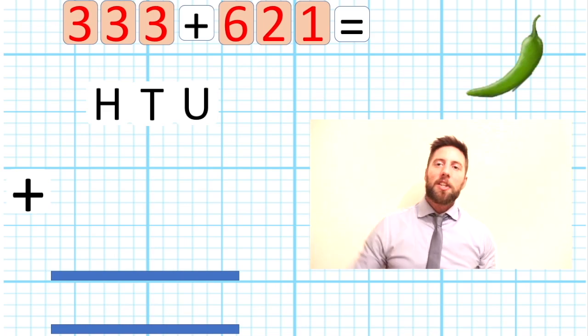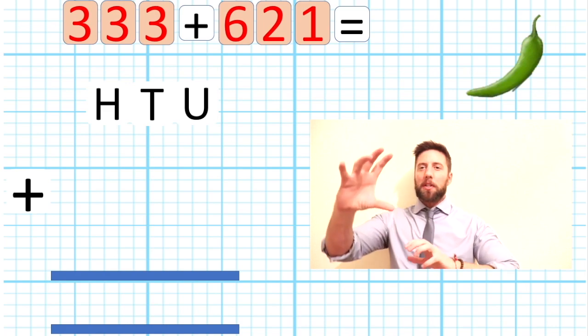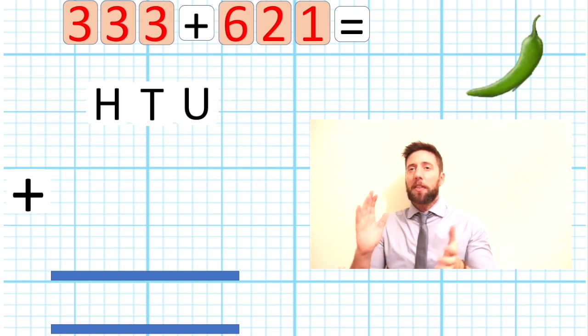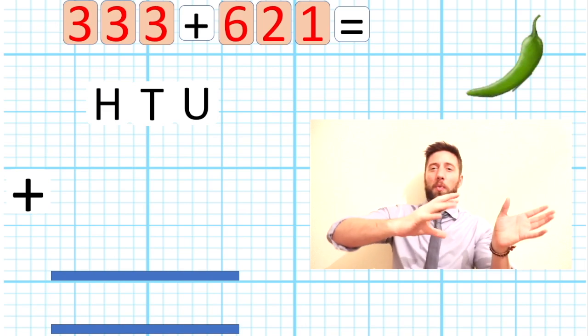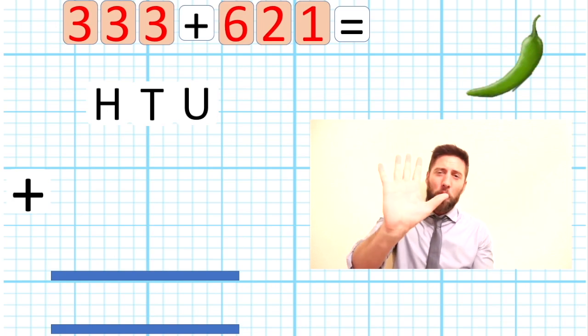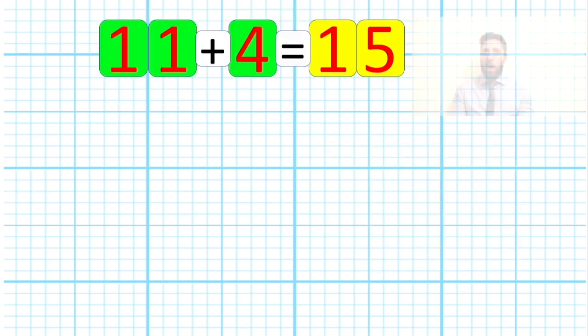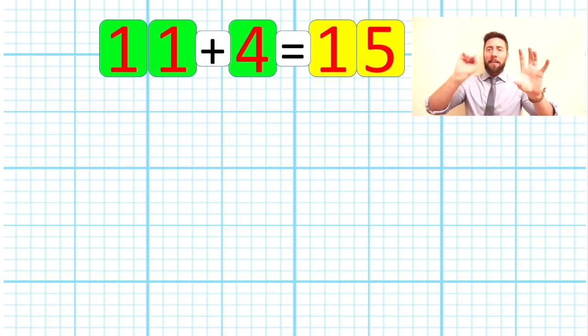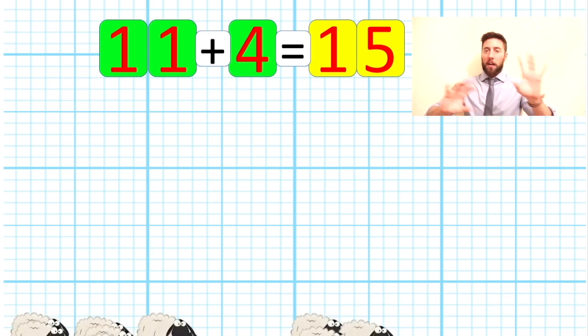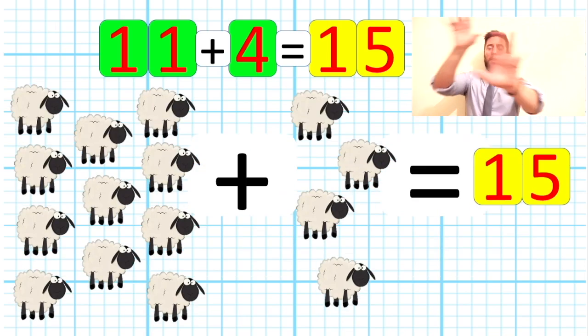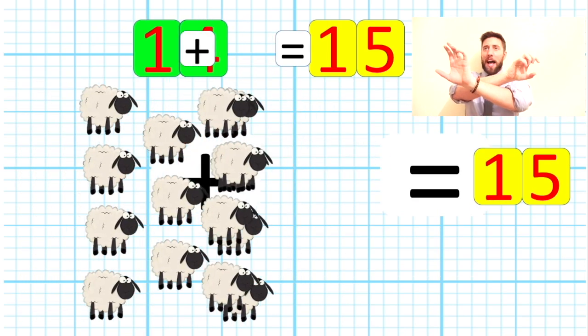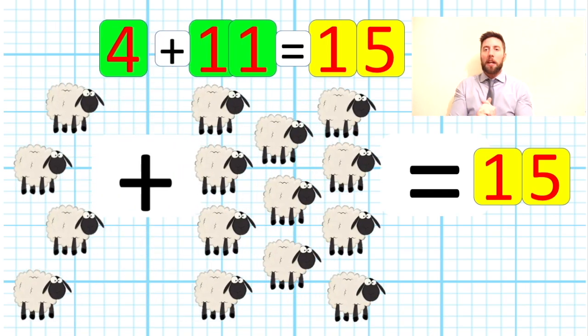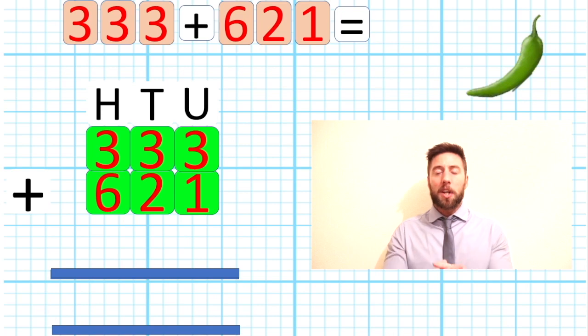But wait! Does it matter which way round we put these numbers in our question? If we add 333 to 621, do we get the same as adding 621 to 333? Let's pause a second and let's look at it in this scenario. If I have 11 add 4, we get 15. I can represent it here with these images. If I switch these around and add 4 add 11, I still get 15. And that is because addition is commutative. It doesn't matter which way around we put our question, we're going to get the same answer. Let's go back. Okay, so we are ready to begin.